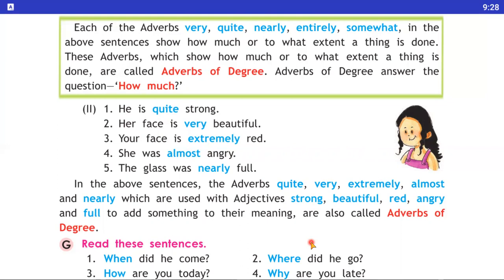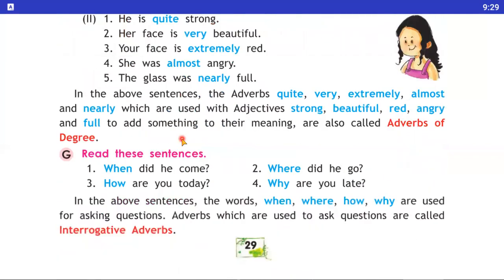In this sentence they add something to the meaning and are also called adverbs of degree. In the first we talk about the adverbs, as in he was very tired. Then we talk about the adjectives, so he is quite strong. In the second sentence, her face is very beautiful. उसका face कह रहा है कैसा है? बहुत ही सुंदर है. तो इधर very is an adverb, and beautiful is an adjective. So we use both sentences as adverbs of degree. Okay student, I hope you understand the adverbs and adjectives clearly.